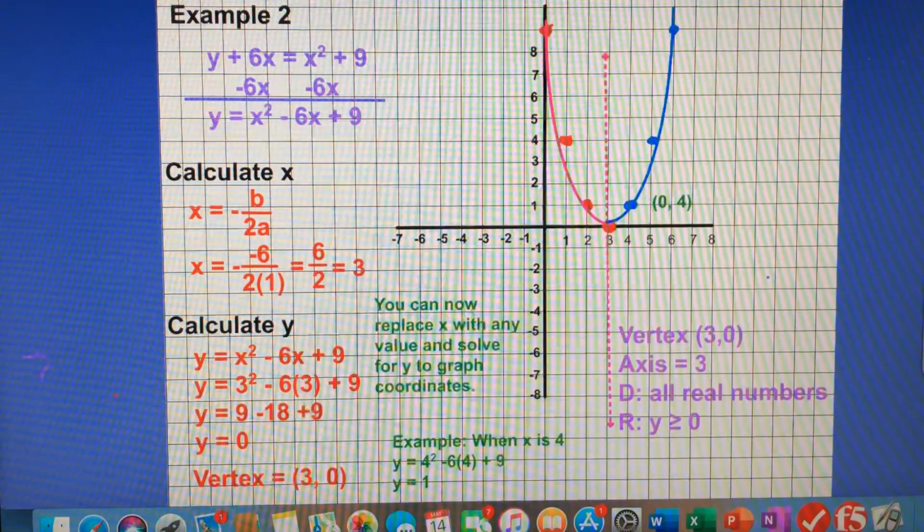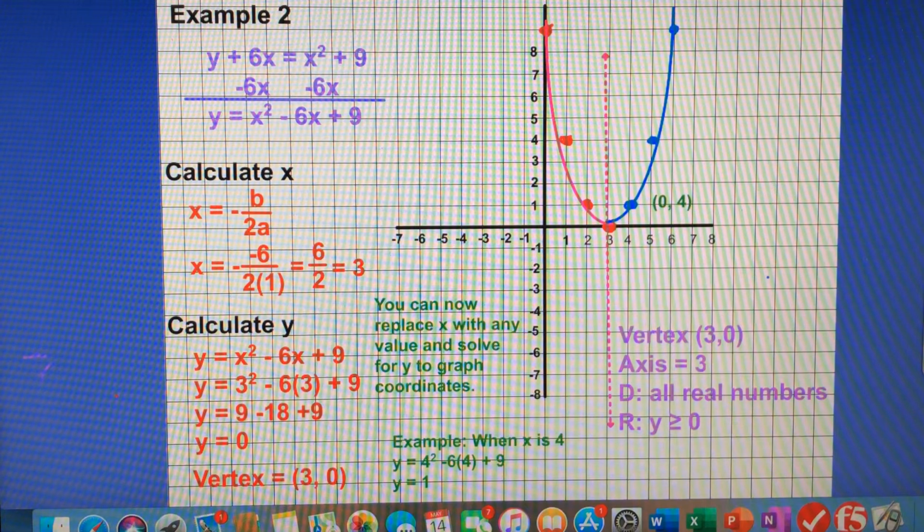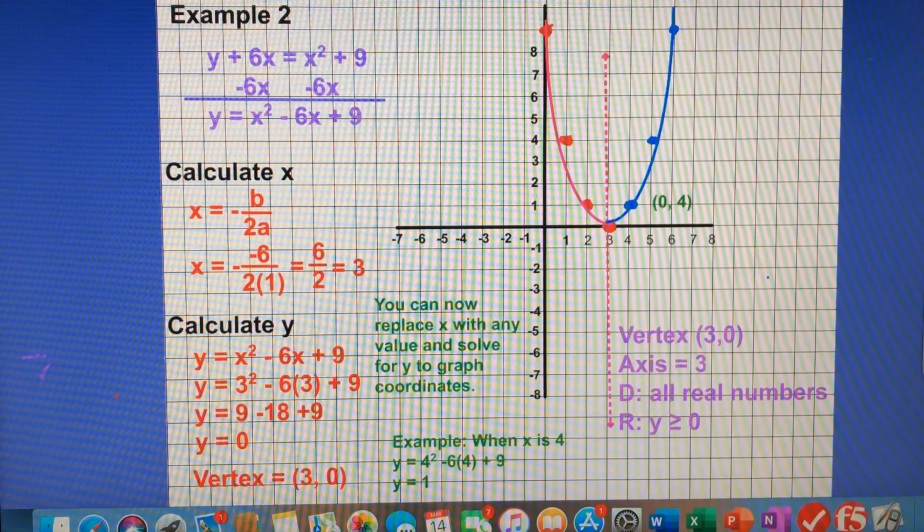Here was the second example. y plus 6x equals x squared plus 9. I need to move over the 6x. Perfect. You calculate my axis of symmetry, the inverse of b over 2a, graph it. Go ahead and use that x value, plug it in and get a y, and I get my vertex. Once I have my vertex and my axis of symmetry, now I can replace x with any value and solve for y to graph coordinates.